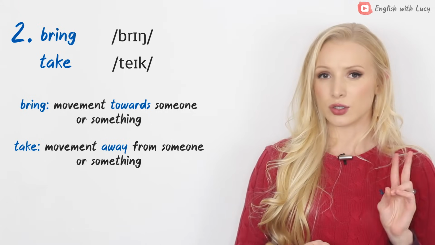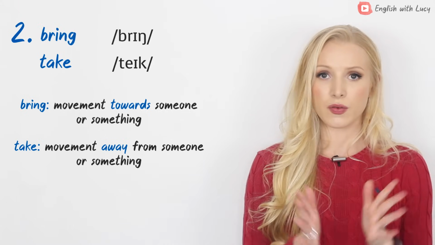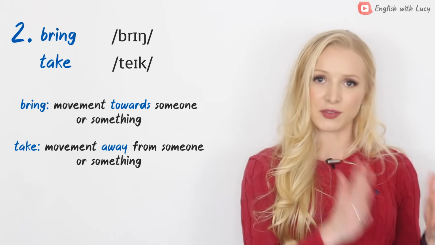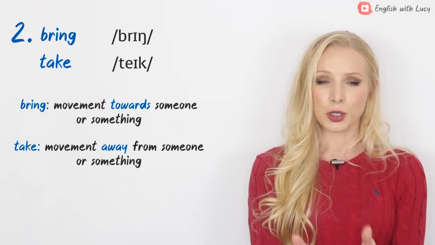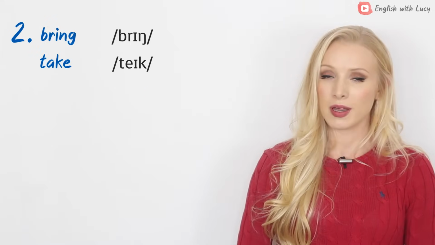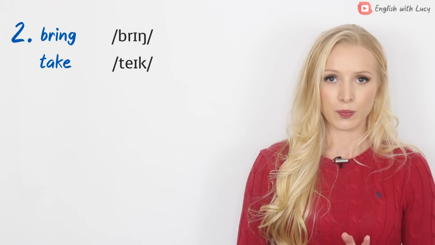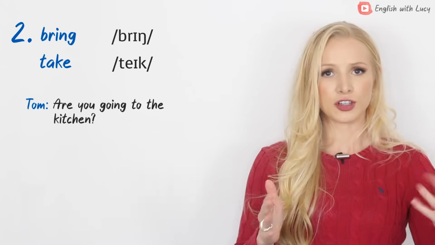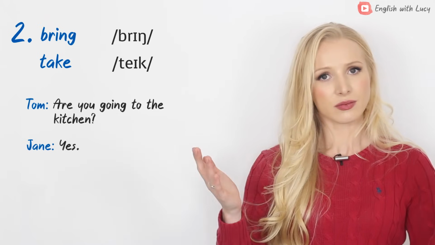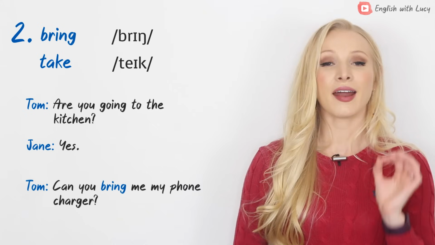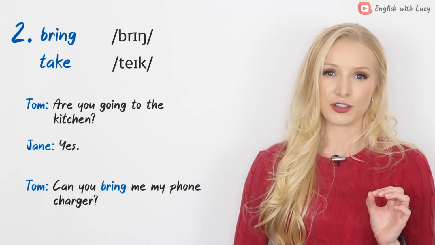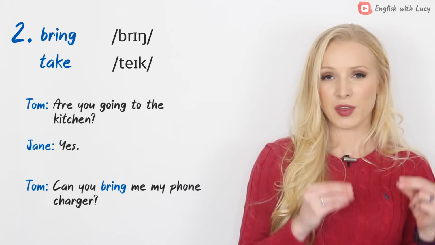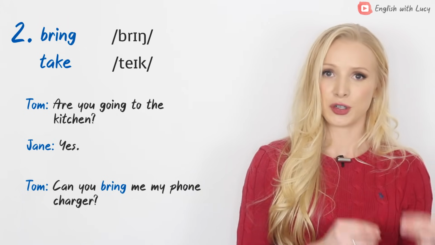Let's have a look at two dialogues. Both of these dialogues are from Tom's point of view. We have Tom, we have Jane. Tom and Jane are in the living room. Tom asks Jane, "Are you going to the kitchen?" And Jane replies with, "Yes." Tom responds with, "Can you bring me my phone charger?" So Jane will return from the kitchen with Tom's charger and give the charger to Tom.